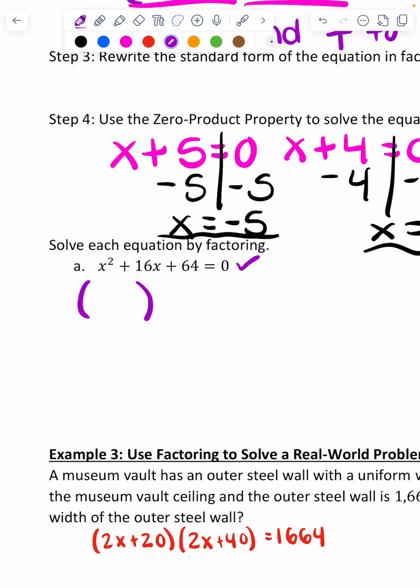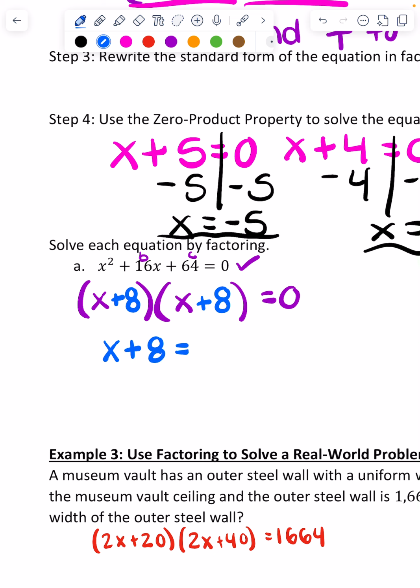We're ready to factor as soon as we're set equal to 0. So here's our factored form. We're looking for two numbers that multiply to C and add to B. So two numbers that multiply to 64 and add to 16 are 8 and 8, and they are both positive. They multiply to 64 and add to 16. Since these are the same exact factors, we actually only have to do this one time. Set that factor equal to 0, and now we can solve for our solution.